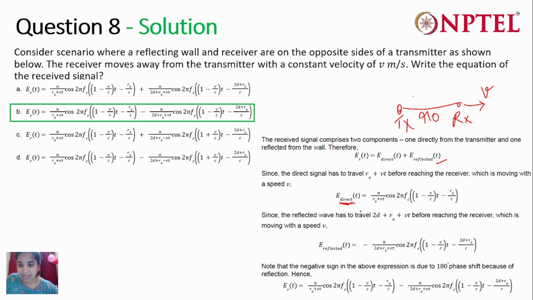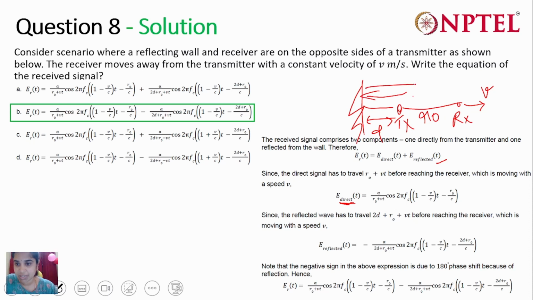Same way, if we see the reflected wave, the distance before it hits the wall is d. So it's going to be 2d plus R naught plus Vt. And since the signal has been reflected, there's going to be a phase change for this signal. So you will have minus alpha, which denotes the attenuation, alpha divided by 2d plus R naught plus Vt, into cos of 2 pi fc into (1 minus v by c) into t, minus tau, which corresponds to the delay, 2d plus R naught divided by c. So it's a sum of these two signals.